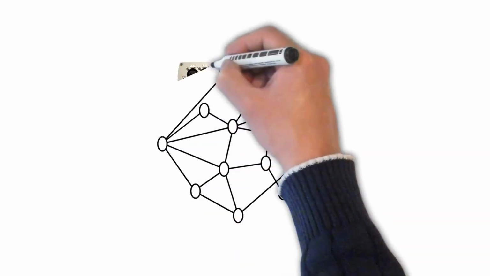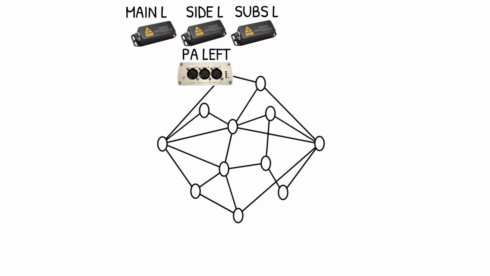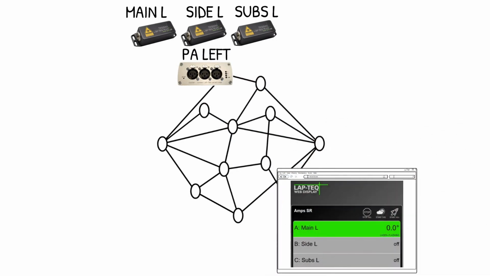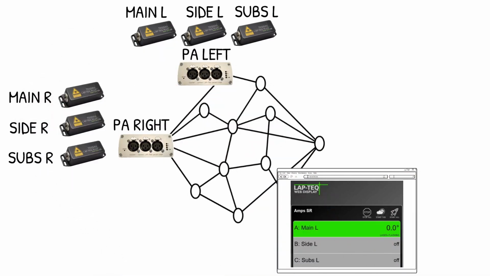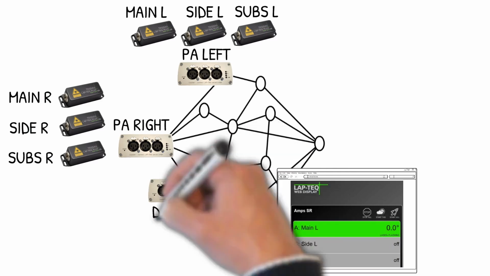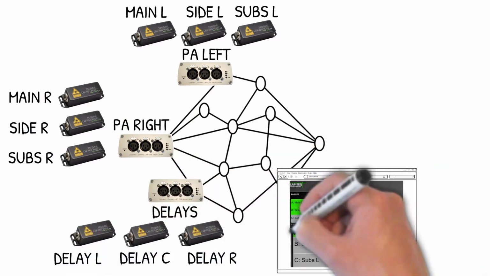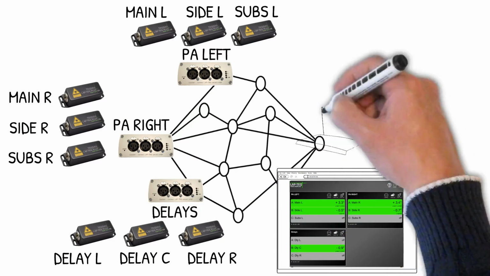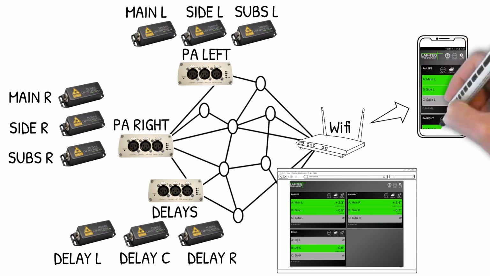Each LAP-TEQ Webdisplay has an IP address. Like other devices on the network, it can be accessed from your web browser. Of course, you can have multiple LAP-TEQ Webdisplay units on the network. For example, one for PA left, one for PA right, and one for your delay loudspeakers. All LAP-TEQ data shows up in one browser window. Or, if you add a Wi-Fi access point to your network, the LAP-TEQ data will also show up on your phone.